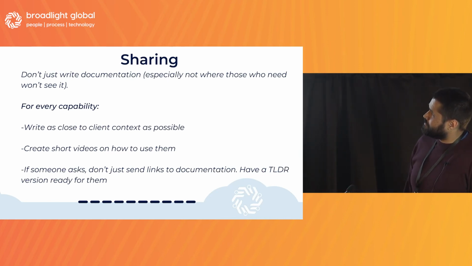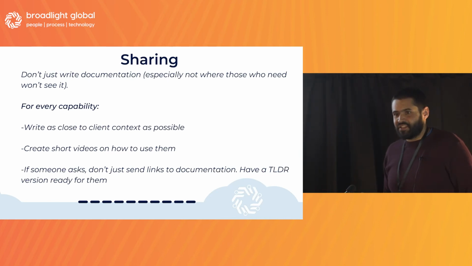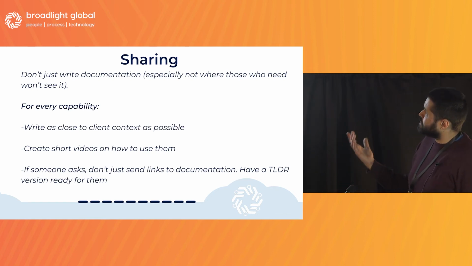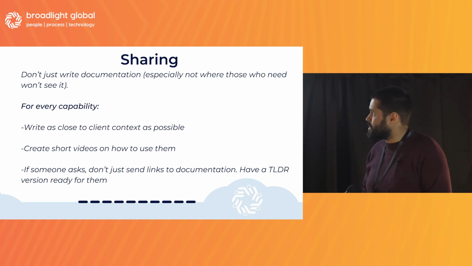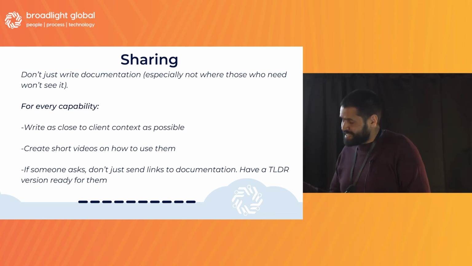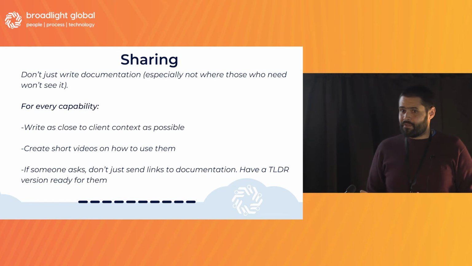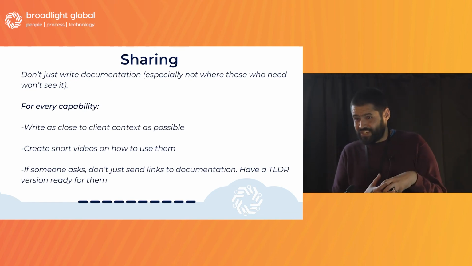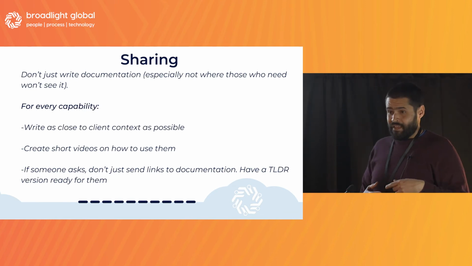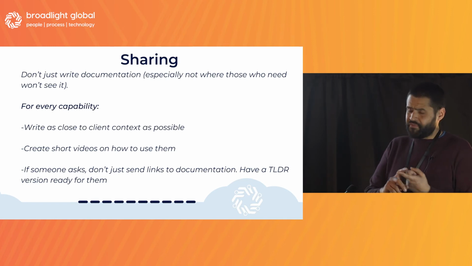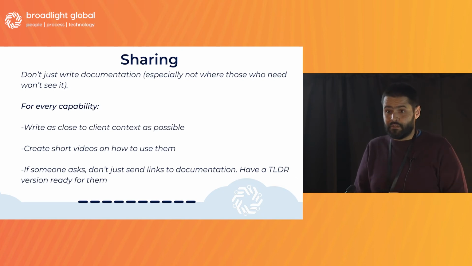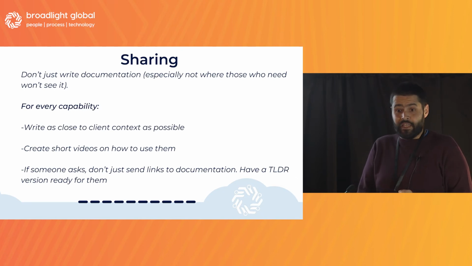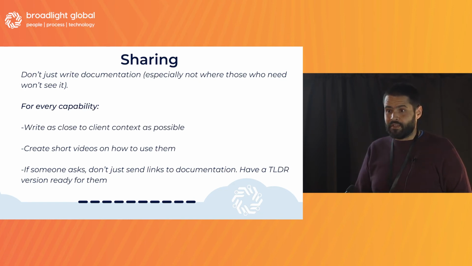Then it's about sharing of capability. It's not just about writing documentation, especially where people won't see it. That's the issue of context switching that I was mentioning previously. So write as close to the client's context as possible. If we're going to change culture in how people think about security, and engineering teams are using Confluence to write their how-tos and guides, that's where security should be writing them. If they're doing it in Git, that's where I should be writing them.